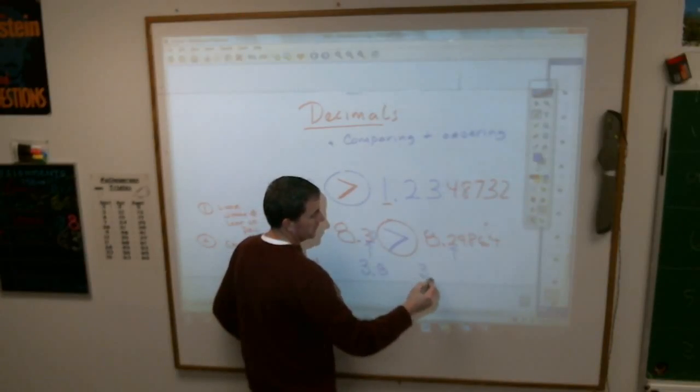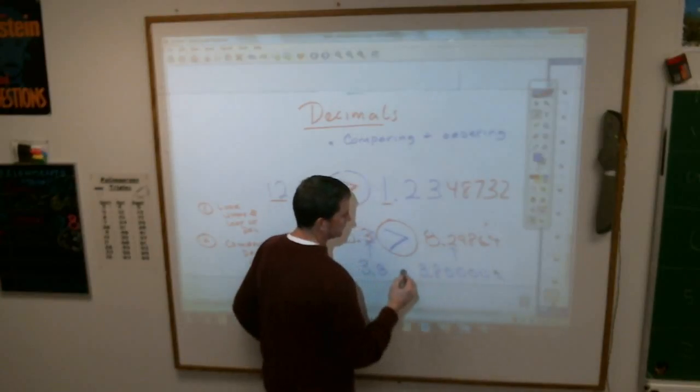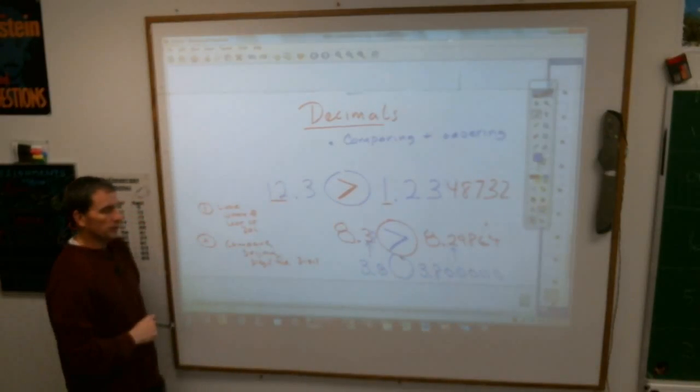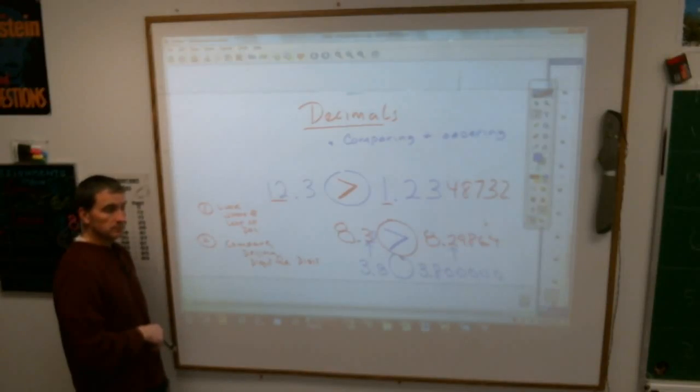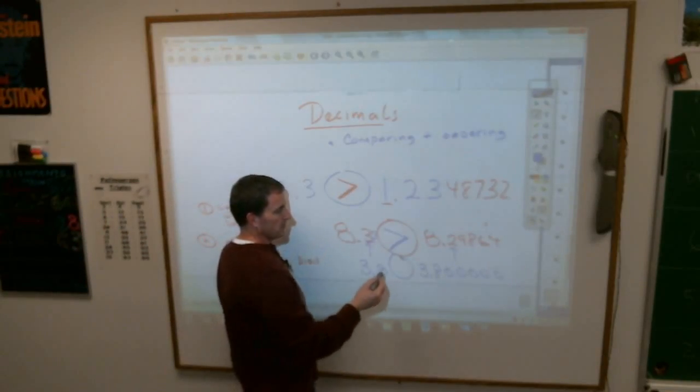What about something like this? 3.8 and 3.80000. Comparing those, what do you think? Which one is bigger? Zach? 3.8. Well, wait, no, 3.8000000. I'll give you the same look for that one. Wait. They're equal. They are exactly the same.